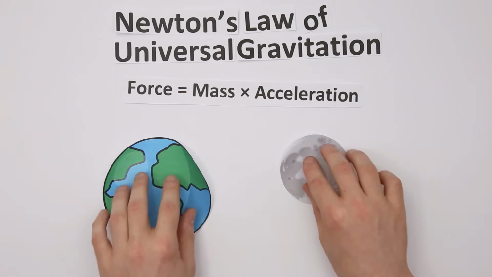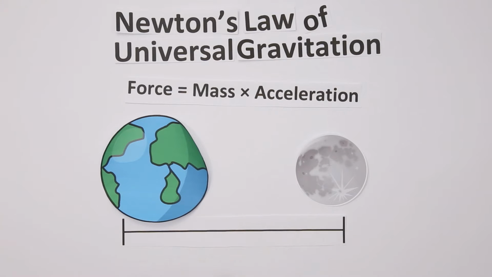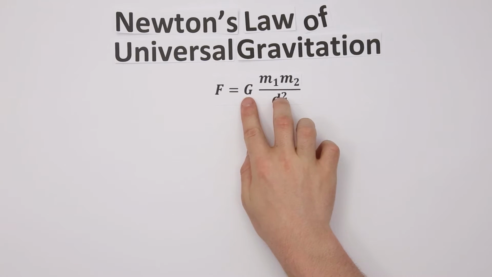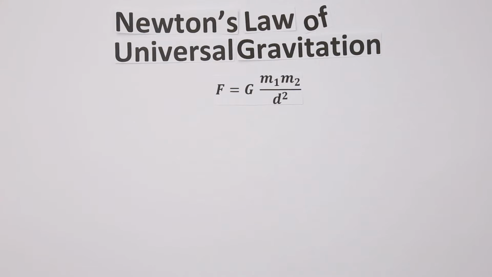Okay, now this is an important part as well. When we talk about distance, we're referring to the center to center distance of two objects, just like the diagram on the screen at the moment. We now have all the background knowledge we need to discuss the formula to calculate gravitational forces. So force is equal to the universal gravitational constant G times by the mass of each object, all divided by the distance between the two objects squared.